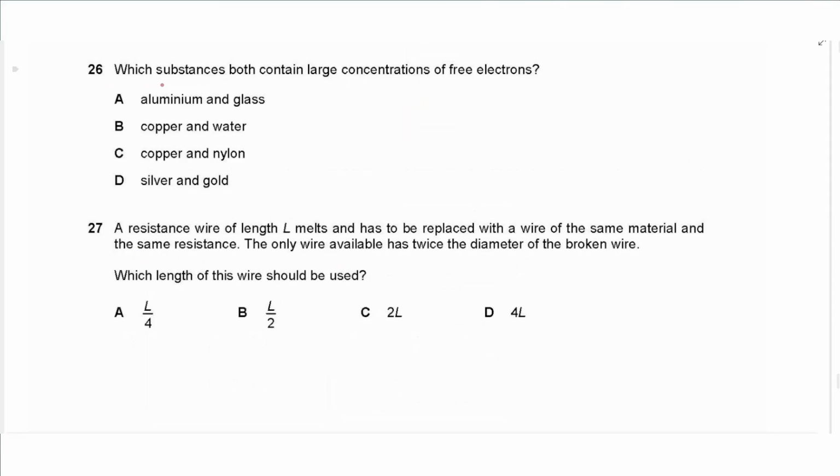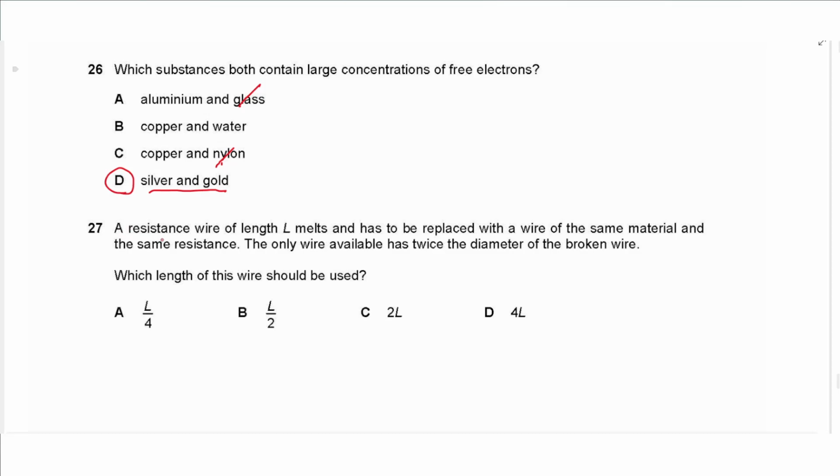Question 26 says which substances both contain large quantities of free electrons? So we have aluminium and glass. Glass is a poor conductor, it must be a good conductor. Copper and water. Copper and nylon, not nylon because it's a poor conductor also. Silver and gold are both good conductors, both metals, so the answer is D.